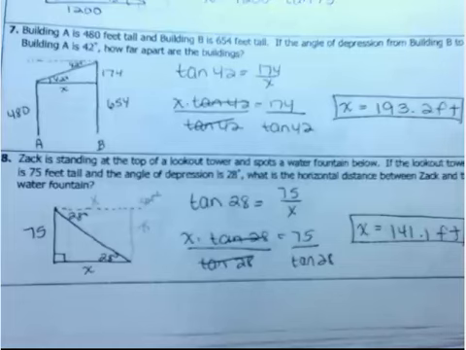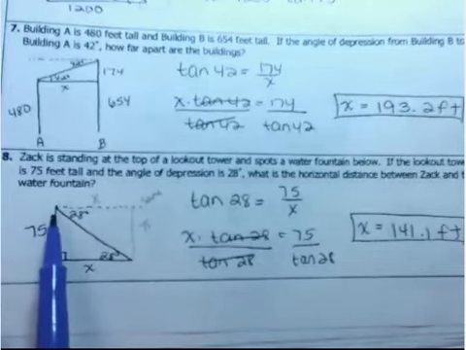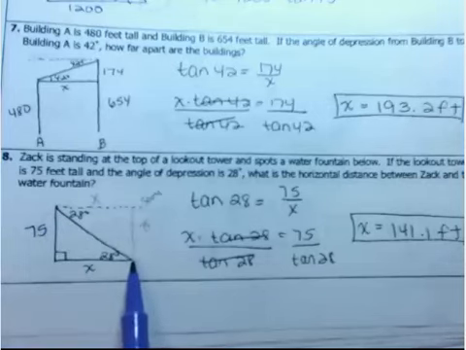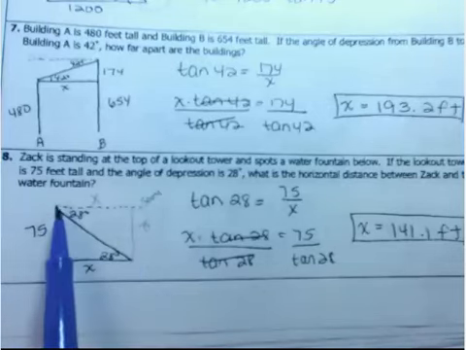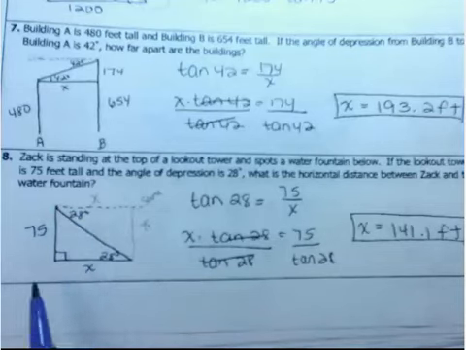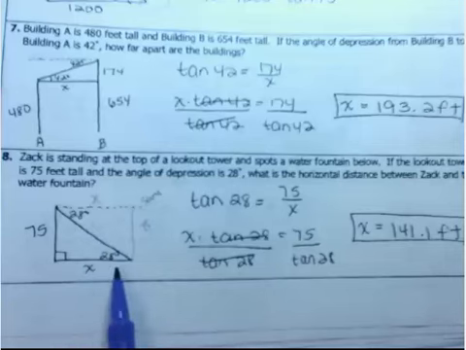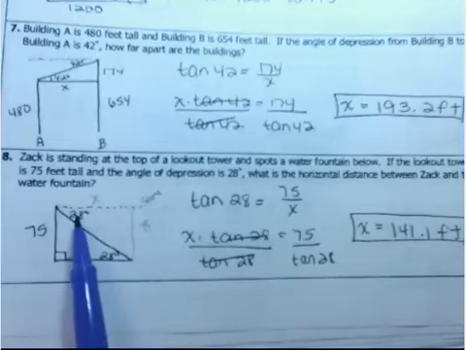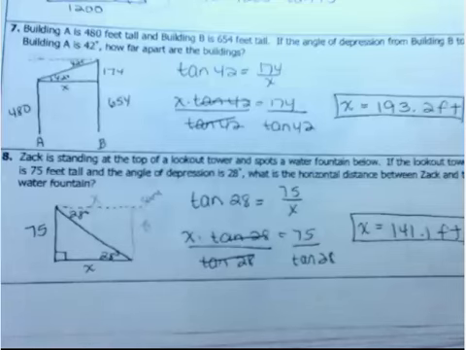All right, so there are your answers. For number 8, we've got Zach standing at the top of a lookout tower, which would be here, spots a water fountain below, which would be right there. If the lookout tower is 75 feet tall and the angle of depression is 28 degrees, so our line of sight, there's my horizontal line. What's the horizontal distance between Zach and the water fountain? So if that is 28, then this is 28, alternate interior angles. You set it up, and you should have gotten 141 feet.